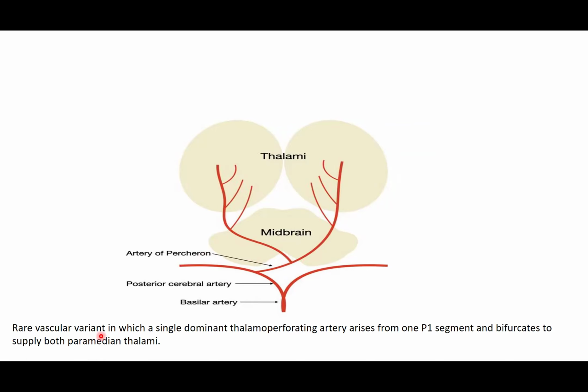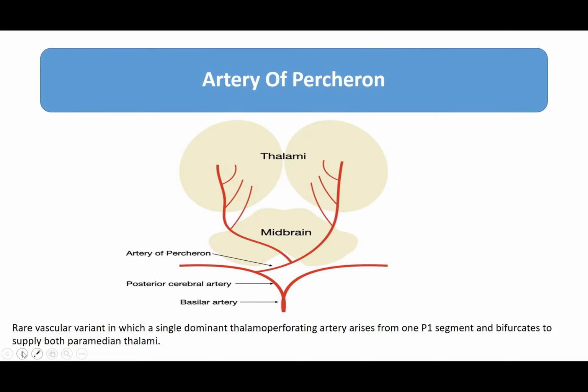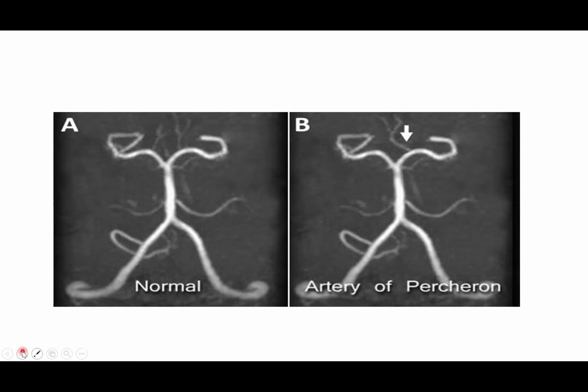So it's a rare vascular variant where a single dominant thalamo-perforating artery which arises from one P1 segment bifurcates and supplies both paramedian thalami. So the idea is that whenever we're having a bilateral thalamic lesion and we're suspecting a sudden pathology, always remember the artery of Percheron can lead to this, because it's a rare variant where a single artery supplies both thalami. There is certain difficulty perceiving this on CT scan, so it is better to do an MRI to identify this type of lesion.